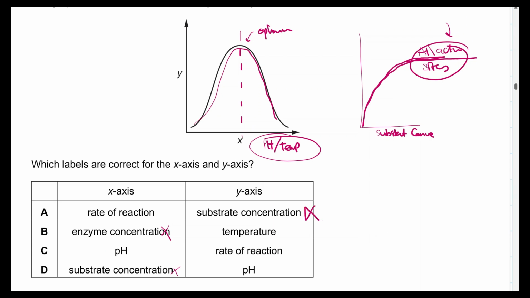Now for B, we explained why this is incorrect. Now for C, on the x-axis we have pH, and on the y-axis we have rate of reaction, therefore this is correct. And for D, this is incorrect, therefore the answer is going to be C.